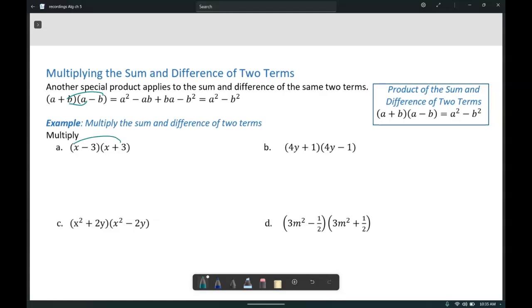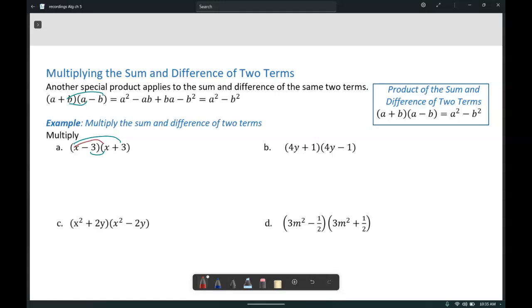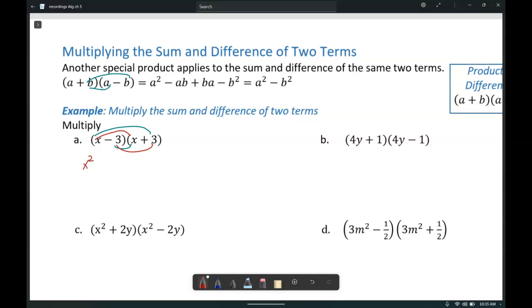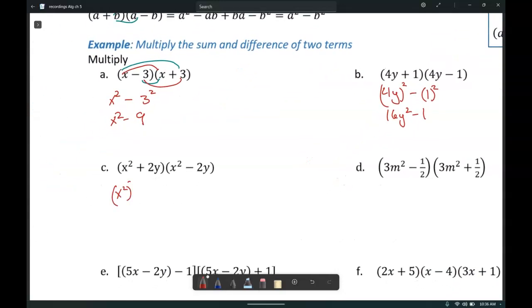When I multiply x times 3 and 3 times x, those multiplications are going to cancel each other out. So the only thing that I have to really worry about is the x times x and the 3 times 3. So we have x squared minus 3 squared. x squared minus 9. Next, 4y squared minus 1 squared, 16y squared minus 1. Then x squared squared minus 2y squared, x to the fourth minus 4y squared.